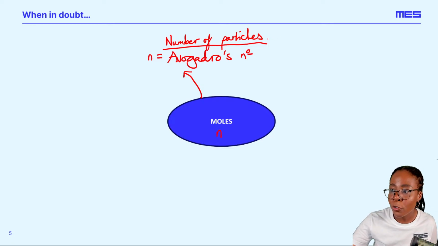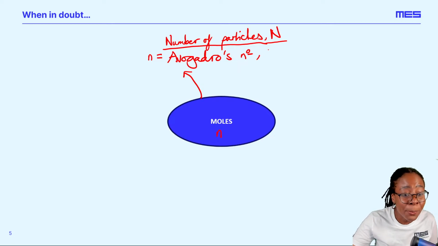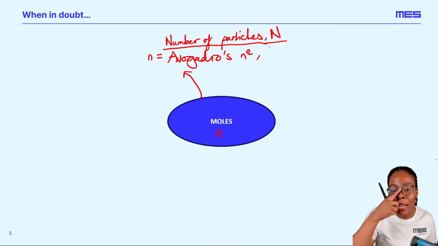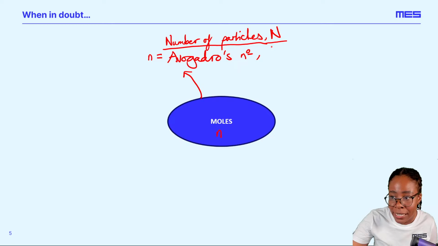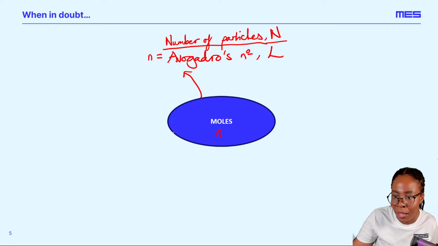Number of particles we usually give the capital letter N, and then for Avogadro's number it depends where you're looking. Natural scientists, you're absolutely right, N subscript A is sometimes given, or if you're doing AQA, usually the letter they use is L. I actually don't know why it's L, but that's the letter they use for Avogadro's constant, or N subscript A.